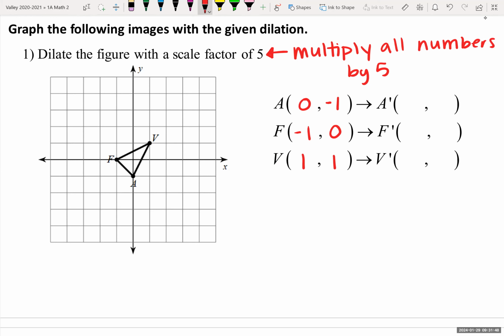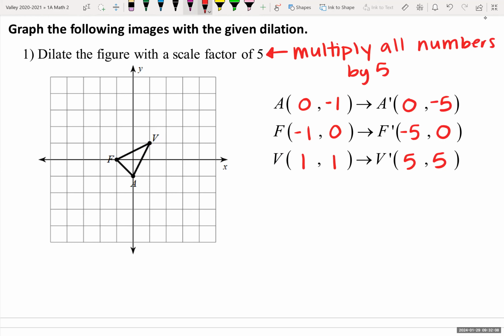So 0 times 5 is 0. -1 times 5 is -5. -1 times 5 is -5. And then we get 0. And 1 times 5 is 5. So we have 5 in both of those. You can use your calculator to do that. If you can't do it in your head, that's great. Use your calculator. So multiply every single number by 5.